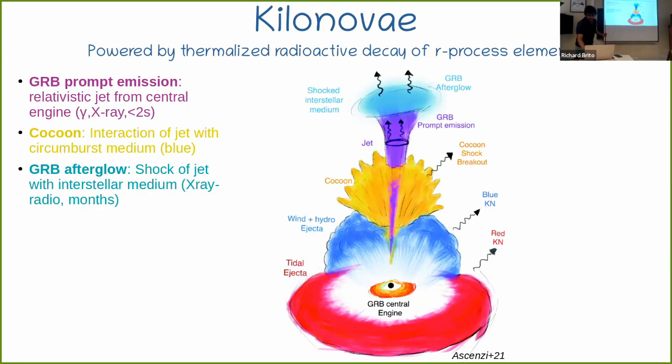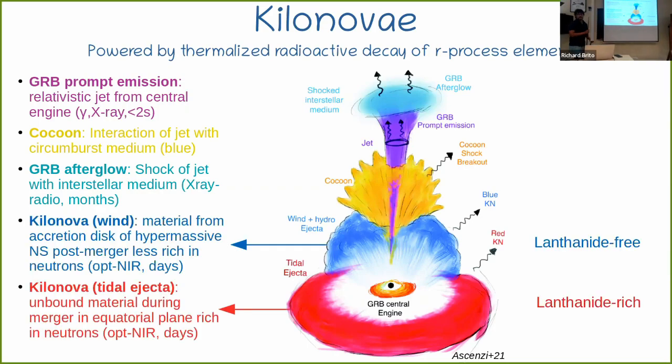But what we're interested in is this blue and red, and these are the two kilonova components. So this red one comes from the tidal ejecta. So basically, during the inspiral, there is a lot of unbound material from these neutron stars, and that's going to be very equatorial. So that's why you're going to see it in this plane of the merger. And that one is extremely neutron rich, so it's lanthanide rich. And as I'm going to show you, it's going to create most of the red emission of the kilonova.